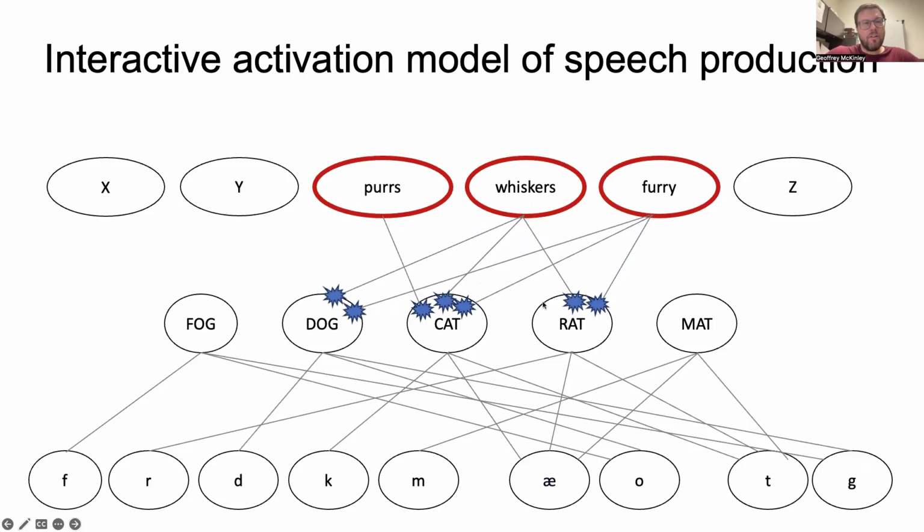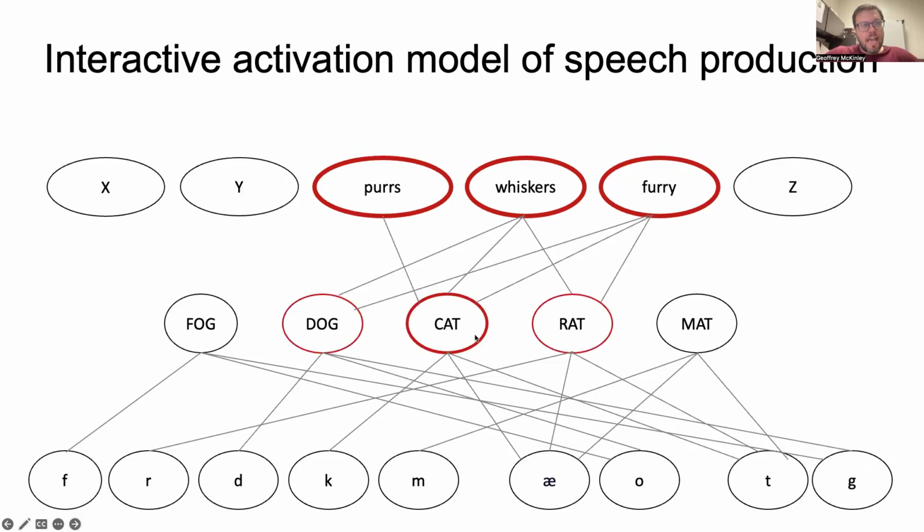And that's precisely what we would expect, right? So furry and whiskers would send their activation to cat, but also dog and rat, whereas purrs would send its activation only to cat, and so cat would be activated the most. So this makes the prediction that if we stopped here, right, cat would be the one that would get selected. But it doesn't stop there right away.